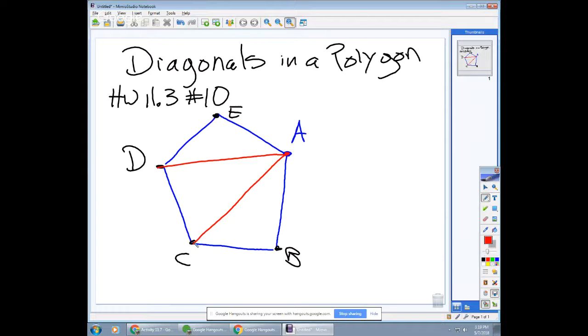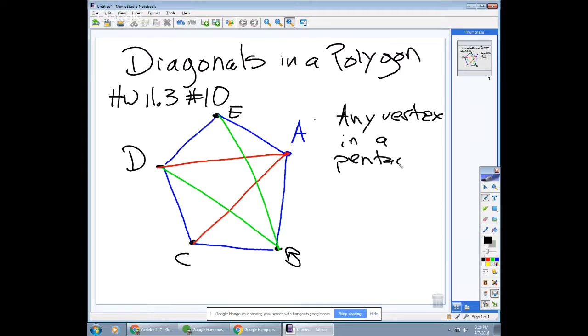If we pick on B, what diagonals does B have? BE and BD. Yeah, so it also has 2. So the book was pretty much trying to give us a rule that any vertex in a pentagon will have 2 diagonals.